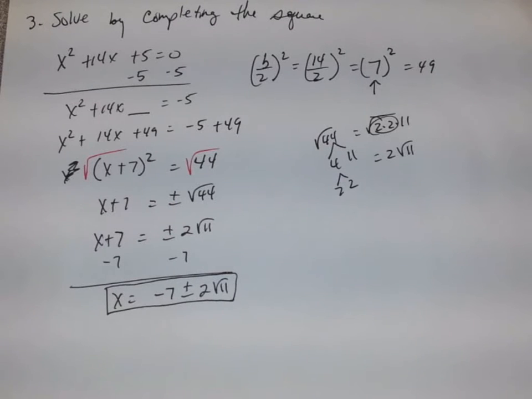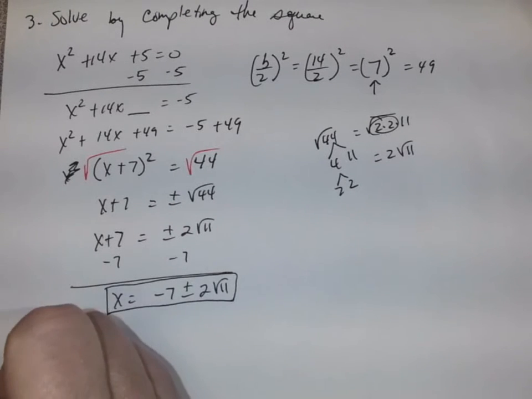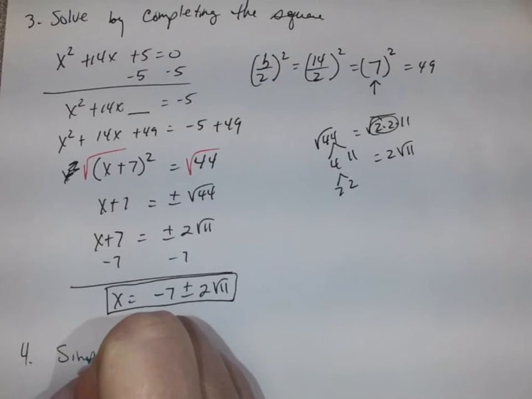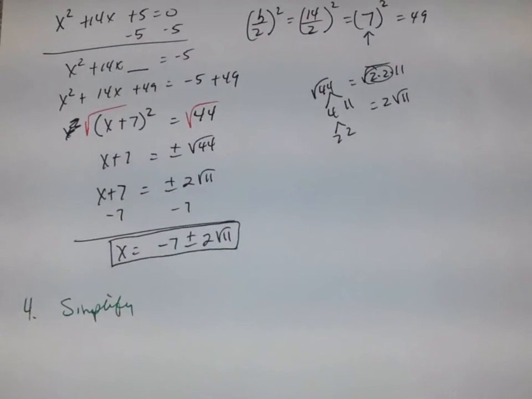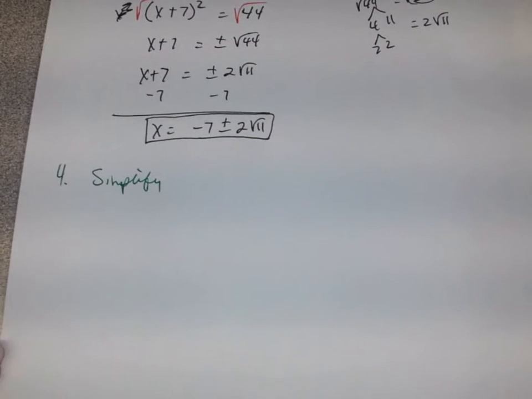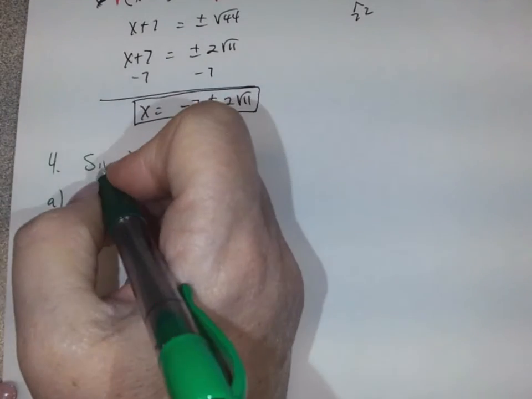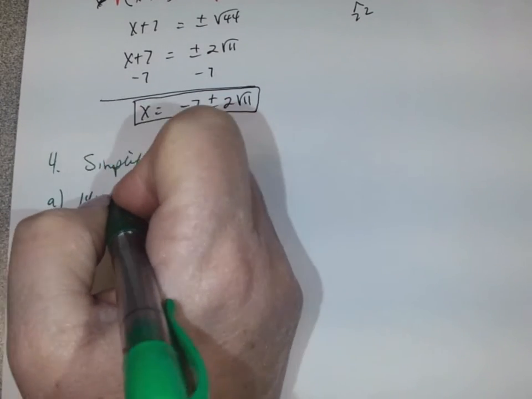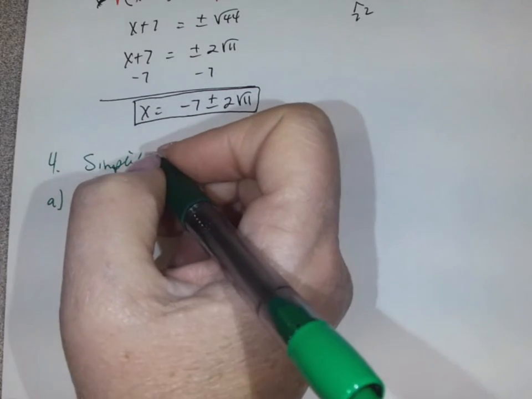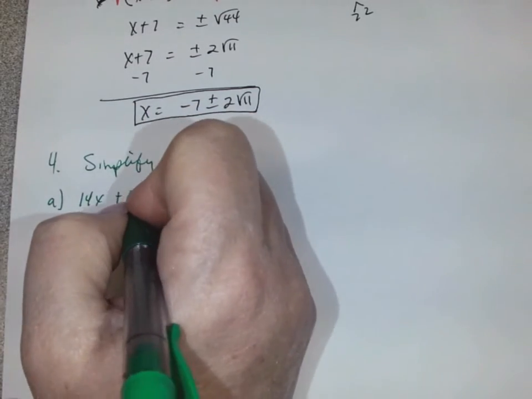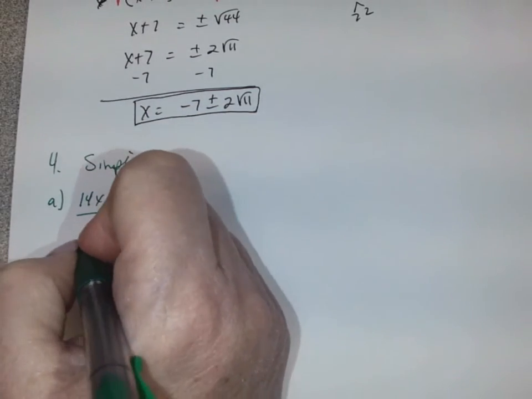All right, so for our next problem, we are going to simplify some radical expressions. So the first one we're looking at is 14x plus 28 over 5x plus 10.